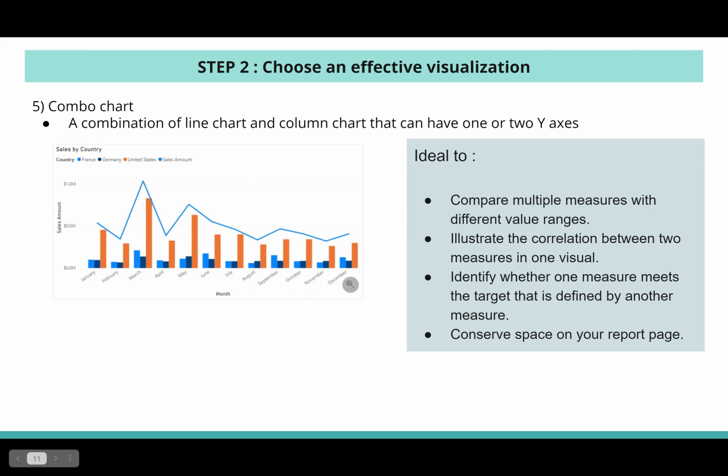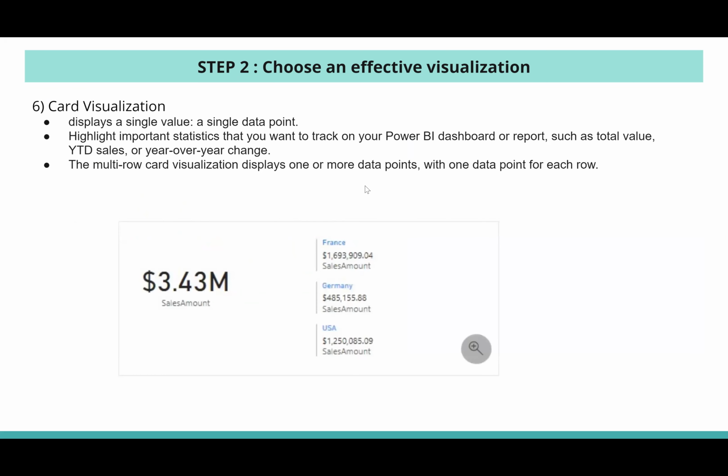Okay, so the next one is the card visualization. Basically, this card visualization is to highlight important statistics. For example, you are presenting the current sales report. You may want to show the current figure for this month, August, or maybe for the whole year, like 2009. So which month has the highest values? Here you could put the values of that month.